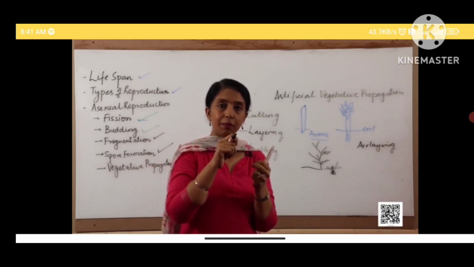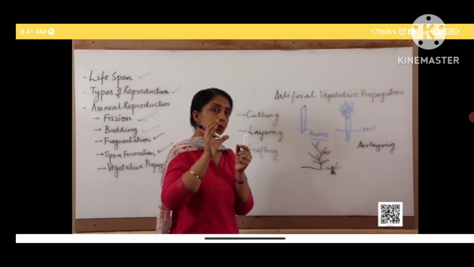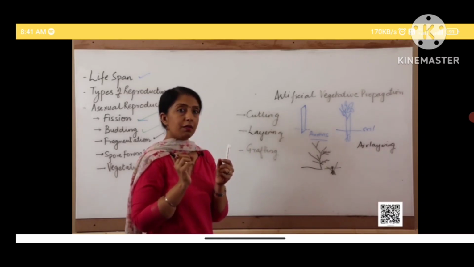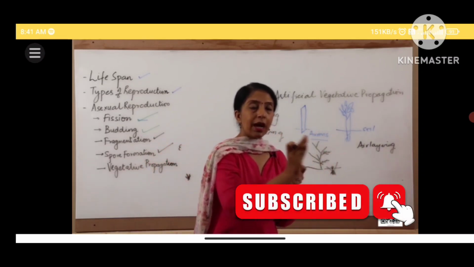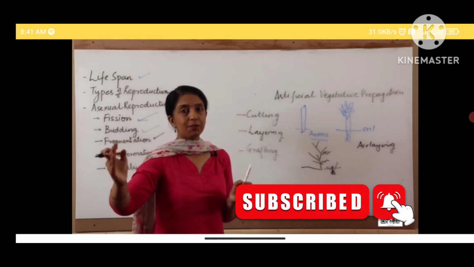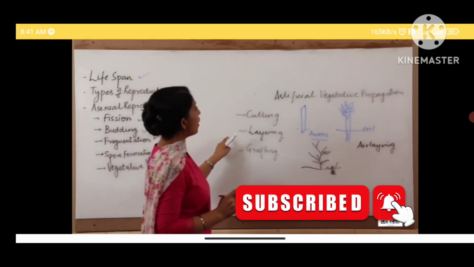After some time, in that part of the branch, certain roots develop, and then that branch is cut off from the main tree and grown at another place or transplanted somewhere else. So air layering also is a kind of artificial vegetative propagation.